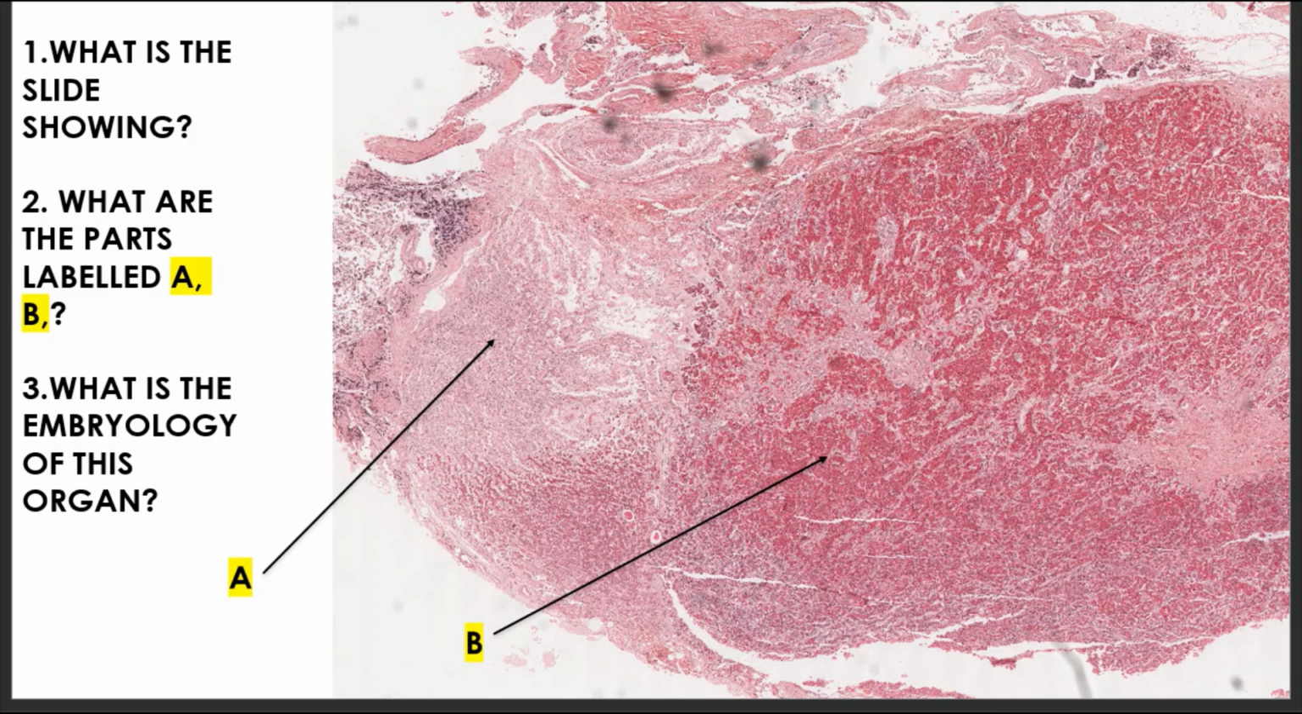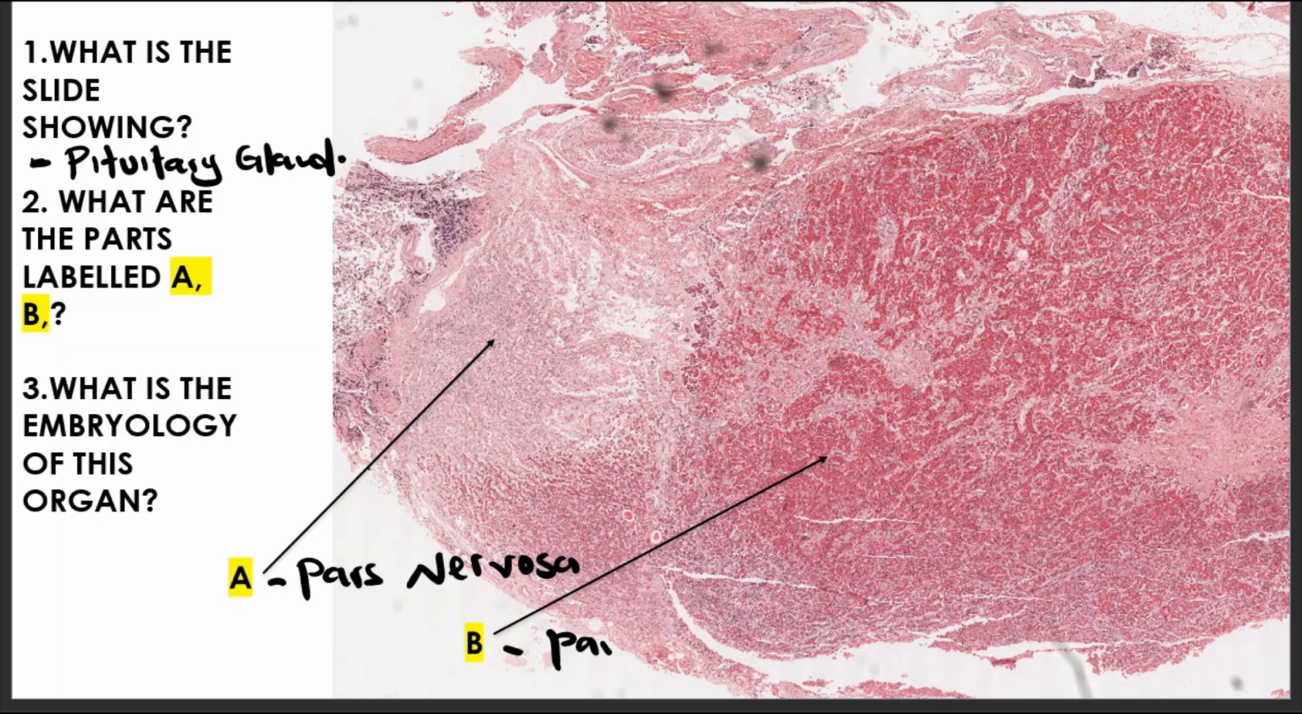What is this slide showing? You can see this part here, which is labeled A, is pale, and then this part that is labeled B is darkly stained. So this slide is the pituitary gland. The parts labeled A: A is the pars nervosa. B is the pars distalis.